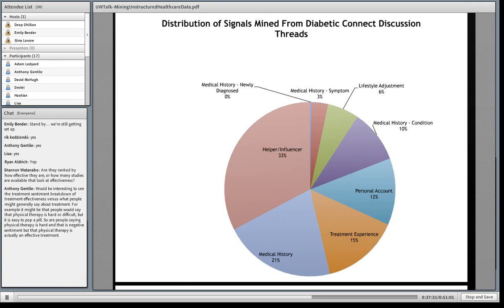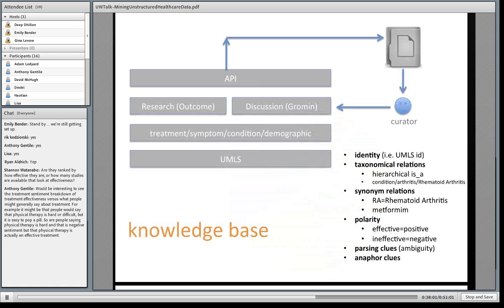And we rolled it up a little bit, and we said, well, this is the same data, but looked at a higher level. It turns out that there's a lot of conversation about medical history. Statement around a treatment. A lot of folks helping each other, influencing other folks, and then lifestyle adjustments was about 6% of the conversation. So people talking about diet changes. This was all in diabetes, so that stuff's big there. And exercise changes. So, okay.